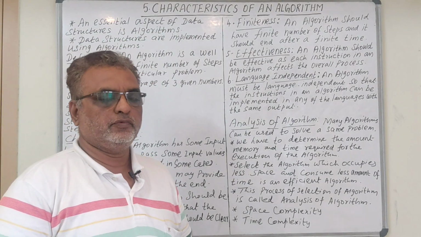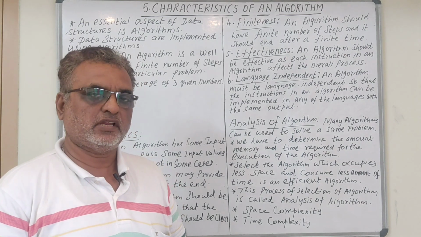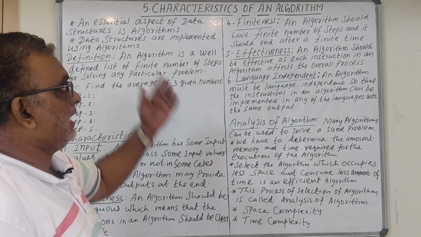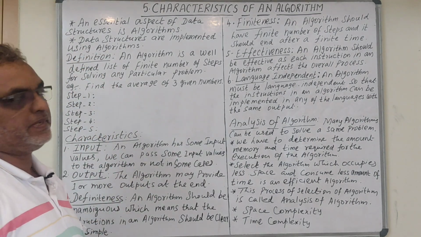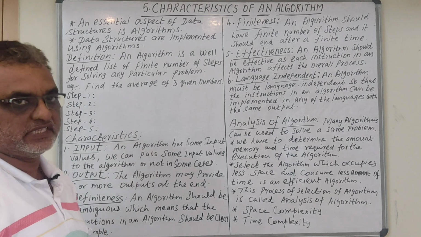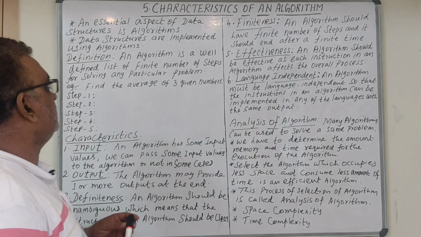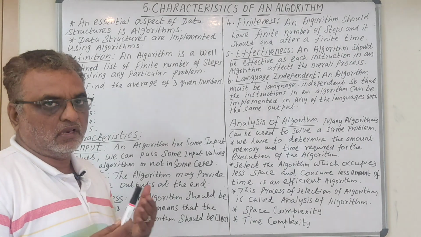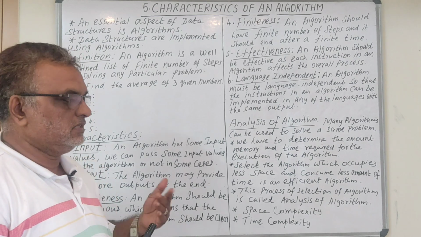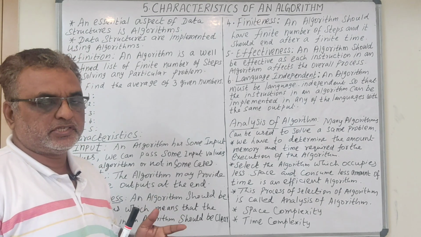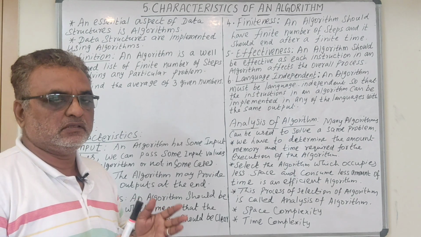So in this video we are going to discuss another very important concept from data structures and algorithms, that is characteristics of an algorithm. An essential aspect of data structures is algorithms. The data structures are implemented using algorithms, whether it is arrays or lists, linked list, stack or queues, in which all the manipulation can be done only using the algorithms.